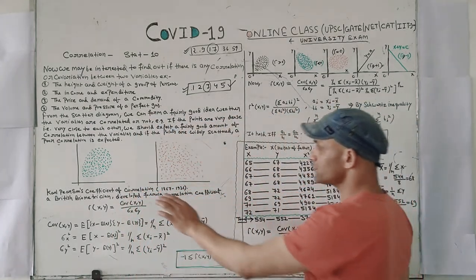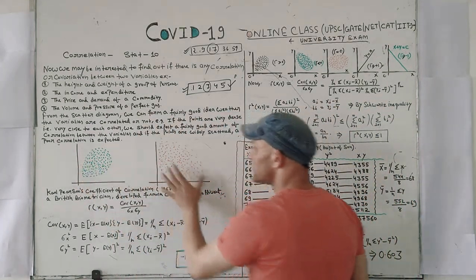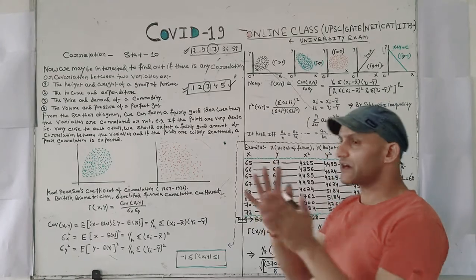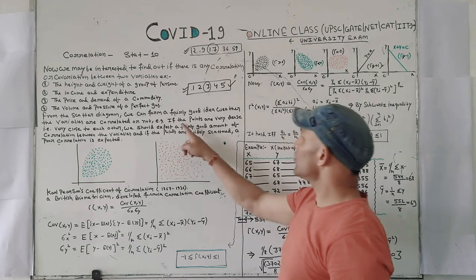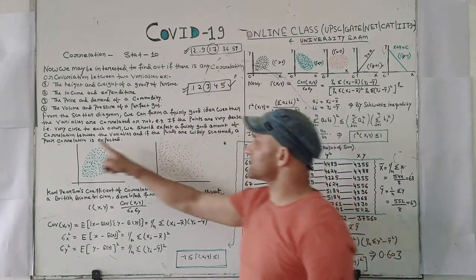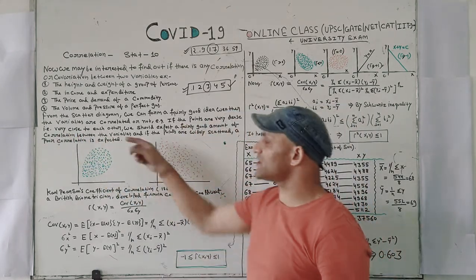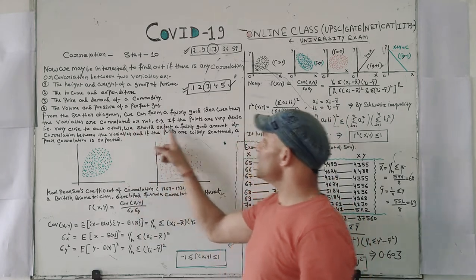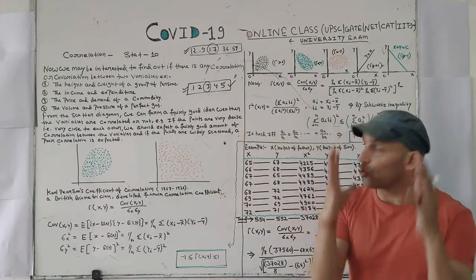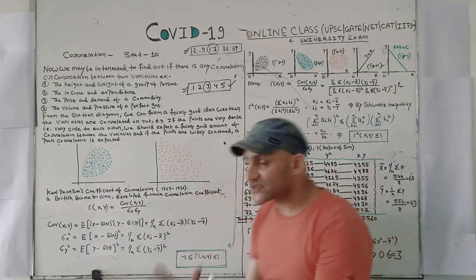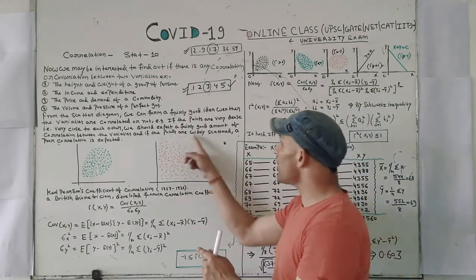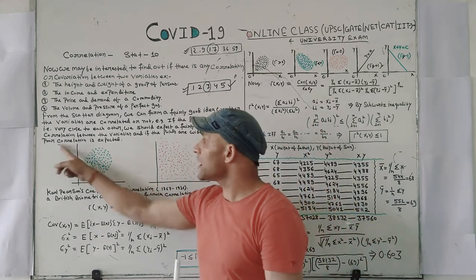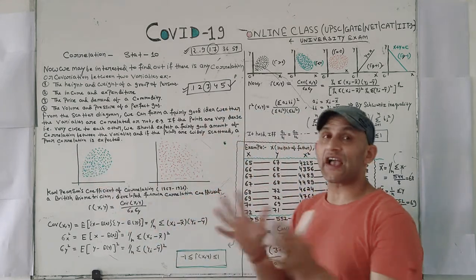So these graphs are just telling us whether the data is scattered or very dense. If the points are very dense, that is, very close to each other, we should expect a fairly good amount of correlation between the variables, and if the points are widely scattered, a poor correlation is expected.